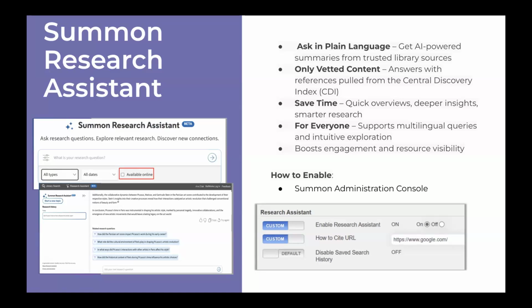So if you wanted to enable this, it's really quick and easy. A lot of these, we've talked about the Summon administration console. It'll be your best friend when it comes to activating features and customizing. So you'll just go to your Summon admin console, and the Research Assistant tab, and you will just click enable. You'll set it to on, and you're good to go. Typically, it takes about 5 minutes for it to be activated. So a nice, simple switch, and yeah, that's it for the Summon Research Assistant. Next slide, please.